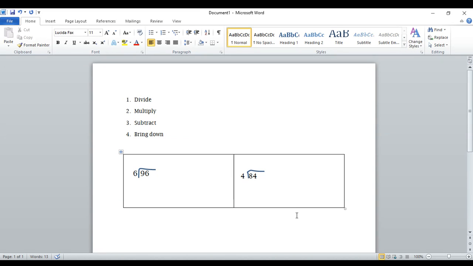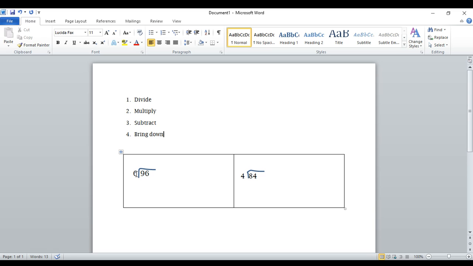This video is going to show you the steps of how to do long division. And I put up here at the top the steps that we've gone through: divide, multiply, subtract, bring down. And so we're going to start with this problem right here. So we have 96 divided by 6.